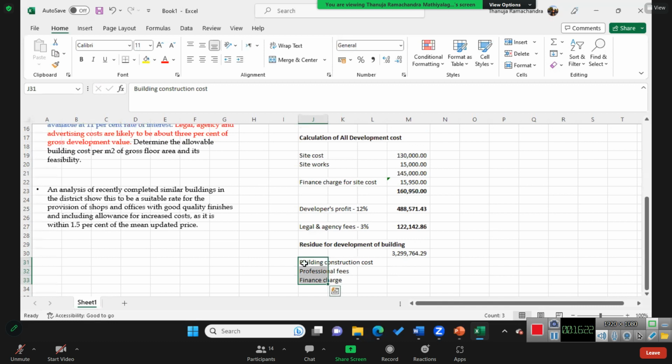Okay. Now the question is, determine the allowable building cost per meter square of gross floor area. So we need to work out the gross floor area, and this amount needs to be divided by this, right? So professional fees will take like 10%, right? And the finance charge for 1 year at 11%.